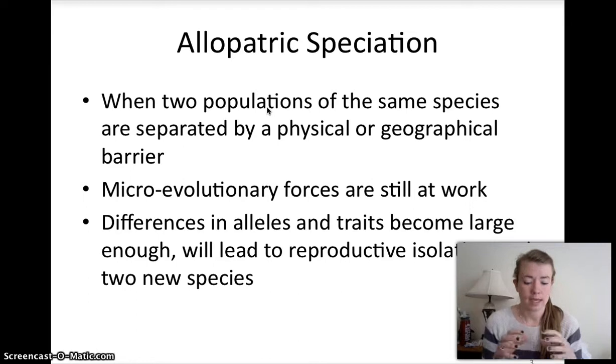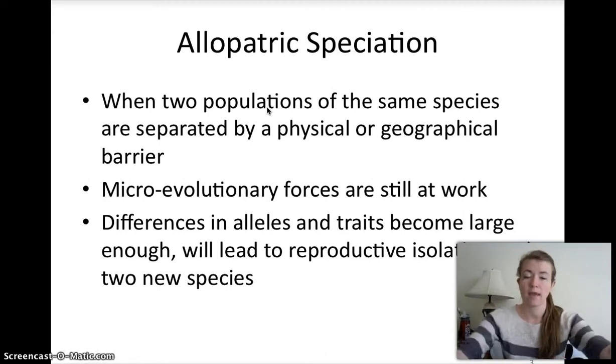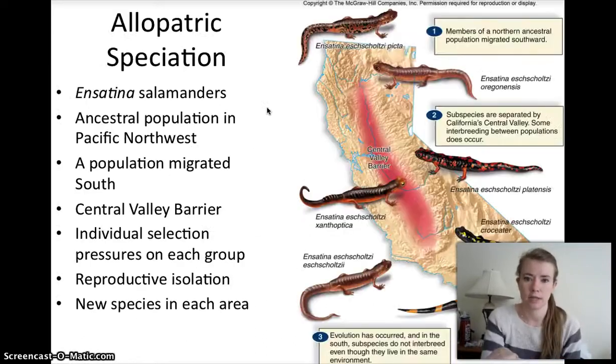As time goes on, the two populations are going to exhibit different changes due to the microevolutionary forces, and differences in alleles and traits become bigger and bigger between the two populations. Eventually they might lead to reproductive isolation and two new species, because as we get reproductive isolation, we get new species. So allopatric speciation occurs when two populations are split by a geographical barrier, follow their own evolutionary paths, and become so different they can't interbreed anymore.